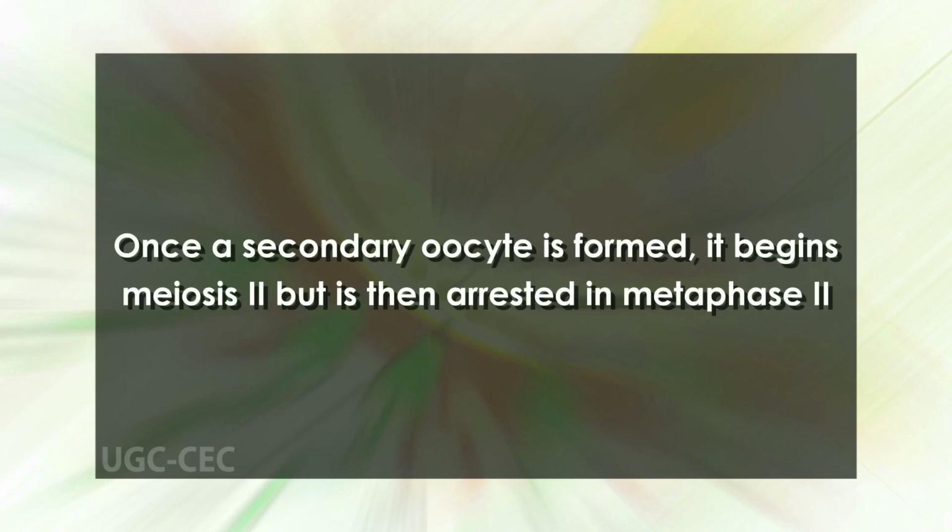Once the secondary oocyte is formed, it begins meiosis II but is then arrested in metaphase II. The follicle in which these events are taking place is the mature or Graafian follicle, soon to rupture and release its secondary oocyte, which is known as ovulation. The secondary oocyte is then expelled into the uterine tube with the first polar body and corona radiata.